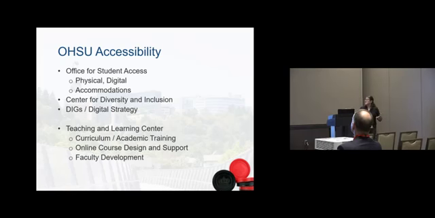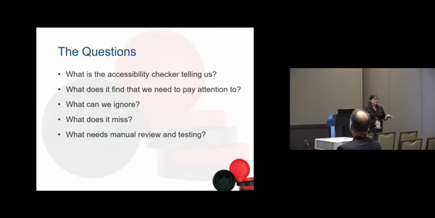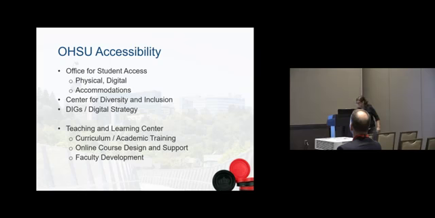So OHSU Accessibility, it starts with the Office for Student Access. They do both physical and digital accessibility, policy and procedure, OHSU-wide. They also deal with accommodations, that a student needs a particular accommodation in a course. The Center for Diversity and Inclusion is involved. I also work a lot with DIGS, which is the Digital Identity Guidelines Group, and the Digital Strategy Group. So those are all OHSU-wide.